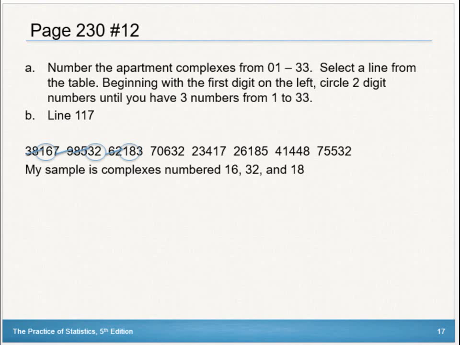All right, so this is it. This is the last one, and it should be pretty short. So for number 12, first of all, you would take the apartment complexes and number them from 1 to 33.